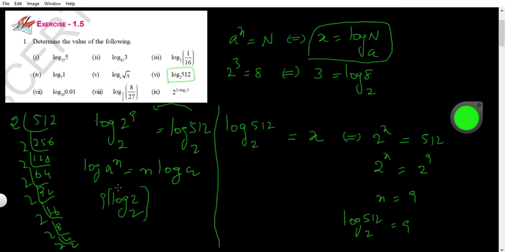I know this value is 1, so 9 times 1 is equal to 9. Why did we take this value as 1? I know the formula: logarithm of a to the base a is equal to 1. So we can do the same problem either this way or that way. Very important, you try it.